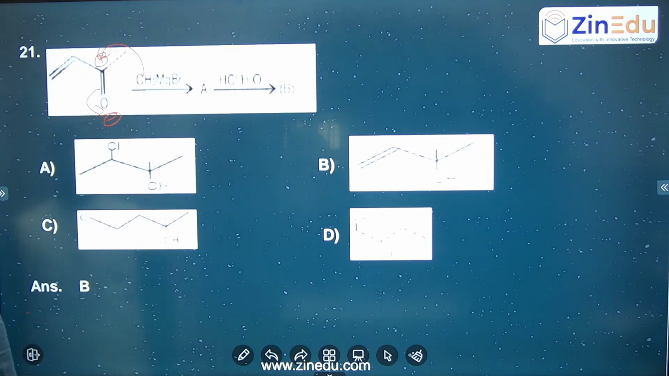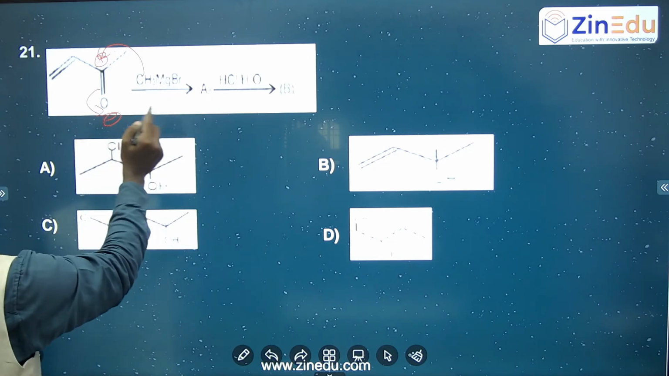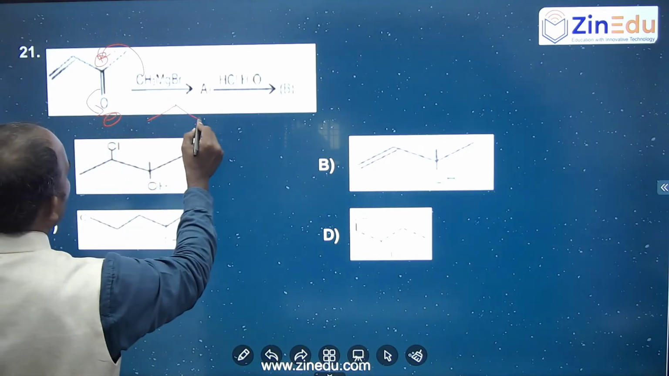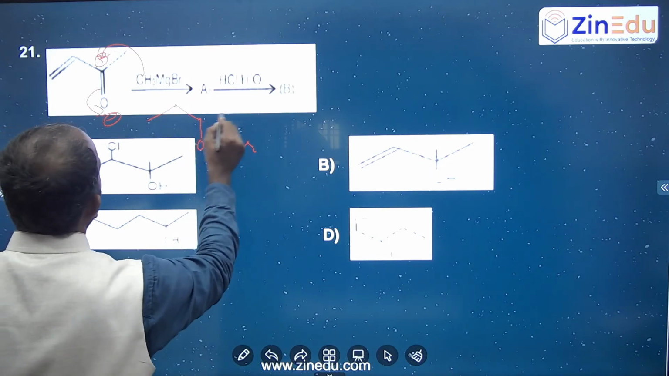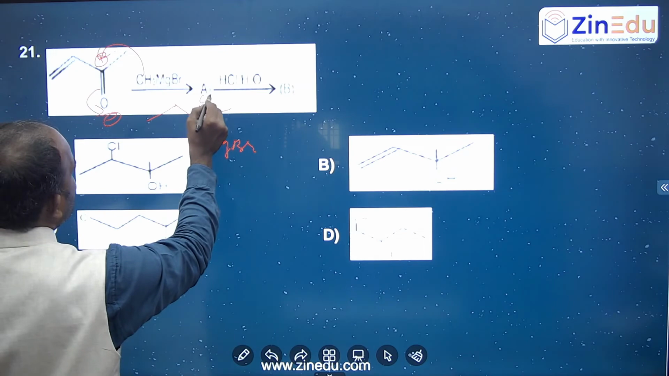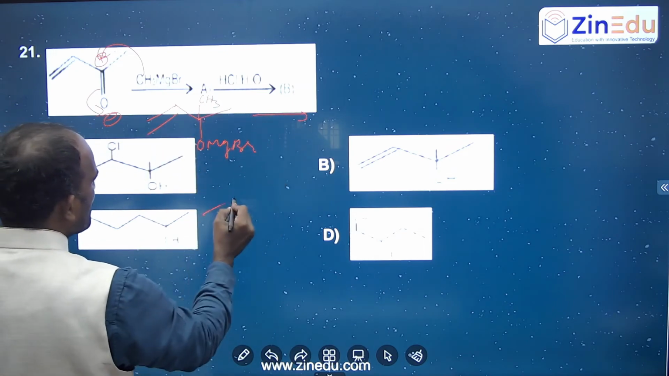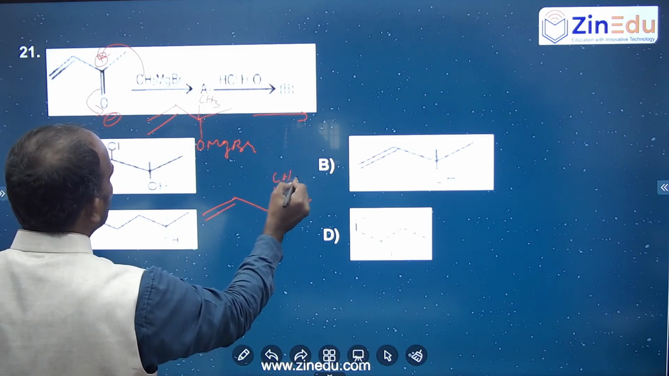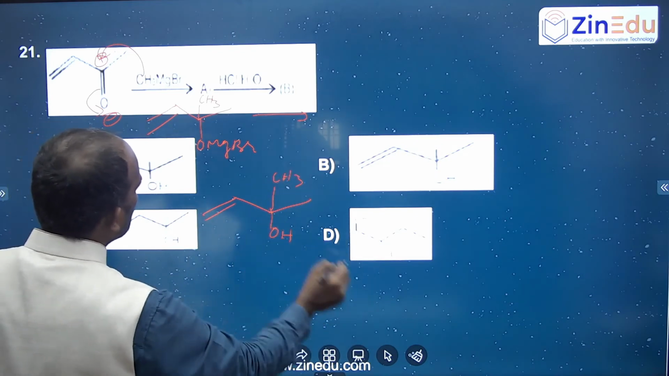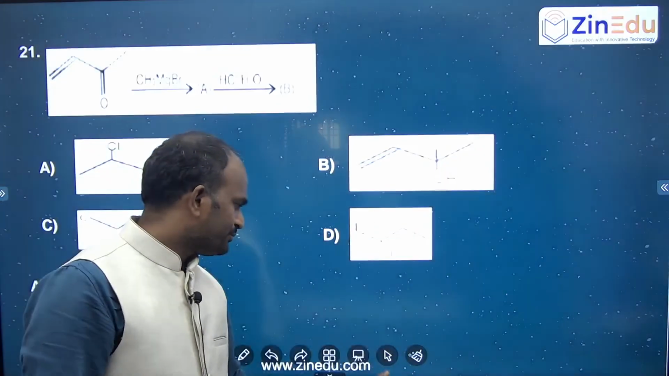And then after that we will get O minus MgBr. So what will be the formed one? OMgBr, and here we will be having the CH3. Now we are doing the hydrolysis. When we do the hydrolysis, what will be the formed compound here? This is the methyl group we have, and here we will be having the OH. This could be the compound that will be formed. Next.